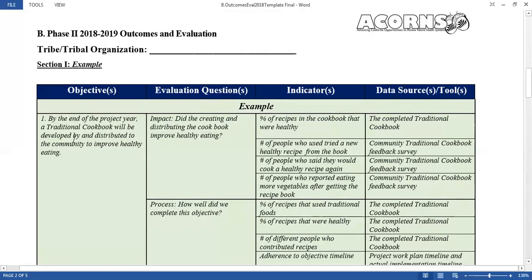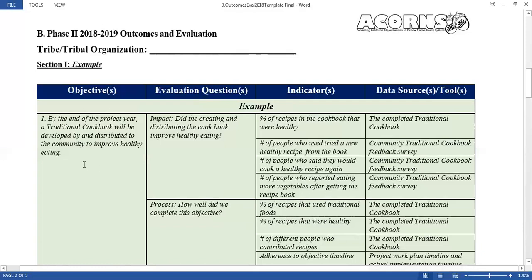So for example, we wrote that we wanted to make a traditional cookbook. So how well did we complete that? How well did we make that cookbook traditional? So maybe one indicator is the percent of recipes that use traditional foods. So if we're making a traditional cookbook, but we only have one recipe that's using traditional foods, it's hard to call that a traditional cookbook. That might just be a cookbook. So that might be a way to determine how well you completed that objective. So the percent of recipes that were traditional.